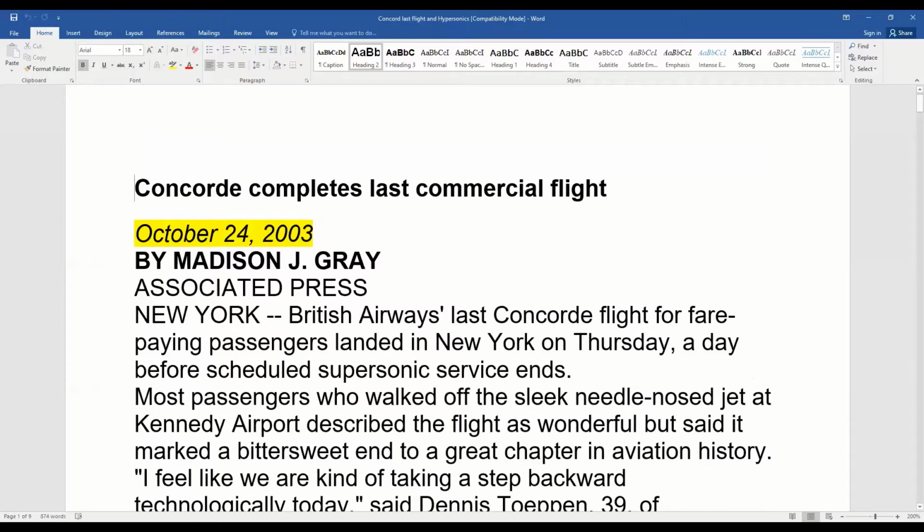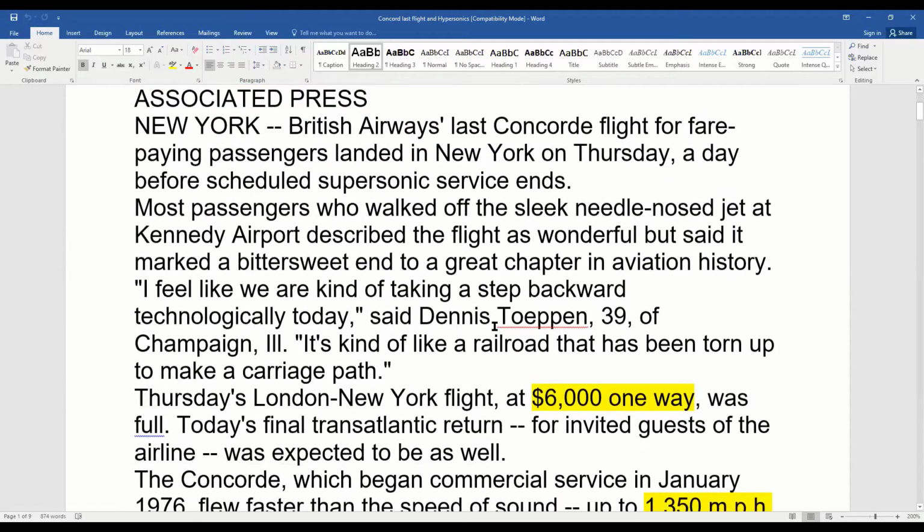On October 24, 2003, the Concorde flew its last flight. And passengers paid $6,000 to fly from London to New York. And then there were special dignitaries and guests that flew back so that they could say they were on the last flight of the Concorde.